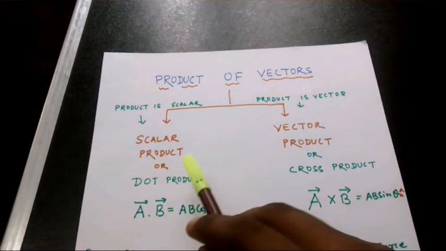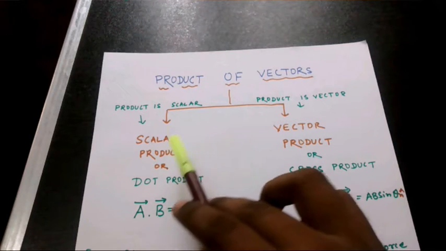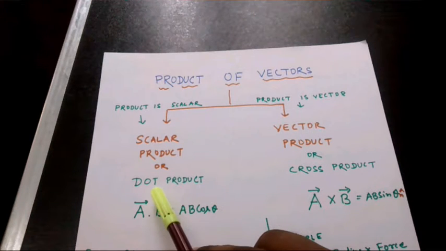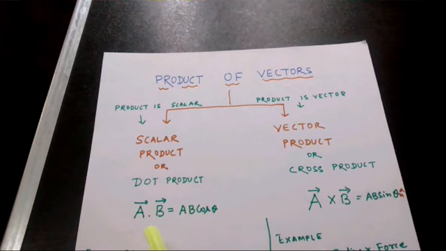Scalar product. If the resultant product is a scalar, then it is called a scalar product. It also has the name dot product, and the representation is done in this way. If there are two vectors A and B, with an arrowhead sign put over their heads, the product becomes AB cos theta. This is only the magnitude of A and the magnitude of B, and this theta is the angle between A and B.